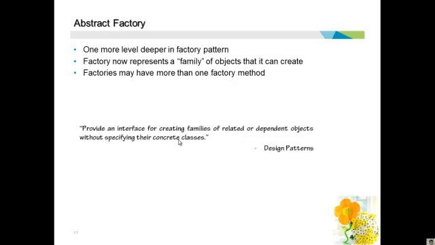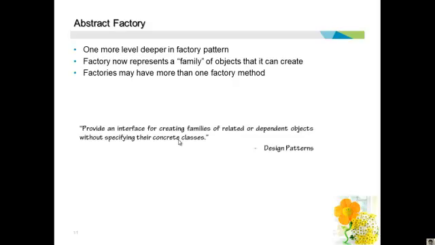Okay, so now here factory represents a family of objects that it can create. So factories may have more than one factory method, so that's the beauty of it. If you see the simple factory or the factory method, so far we have seen only one factory method, whatever name that you give, whether it is create instance or whatever it is, but we have only one method inside that factory class, which is creating the concrete objects and returning them to the client applications.